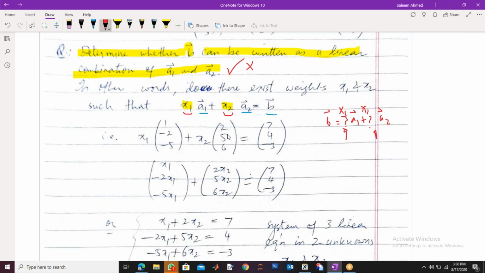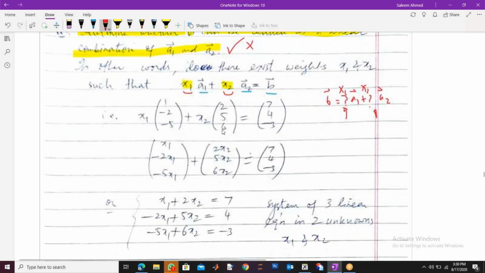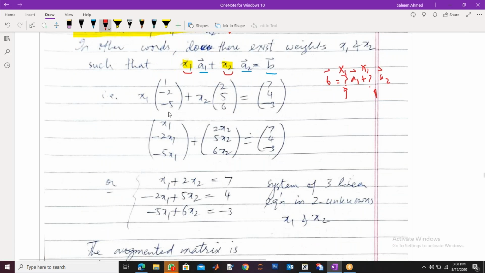Understand? So if I multiply, this is a constant x1 and this is a vector. How do we multiply? We multiply the constant with every value of the vector. Similarly, this x2 will get multiplied with every value of the vector. So this becomes x1 minus 2x1 minus 5x2. So I got x1 minus 2x1 minus 5x2.